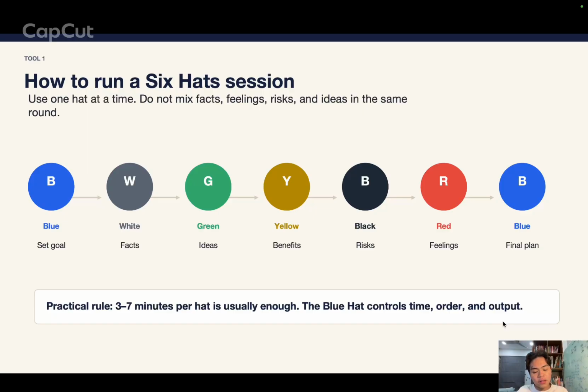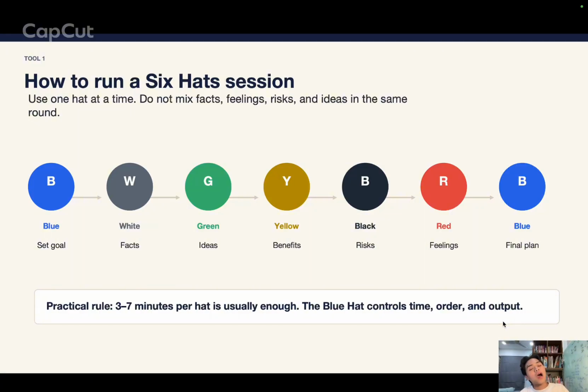How many students could use it at a time? What system are we using at the moment? And what might be missing? The next is the green hat. This is the creativity hat. It generates different possibilities. Maybe we adopt the whole system.